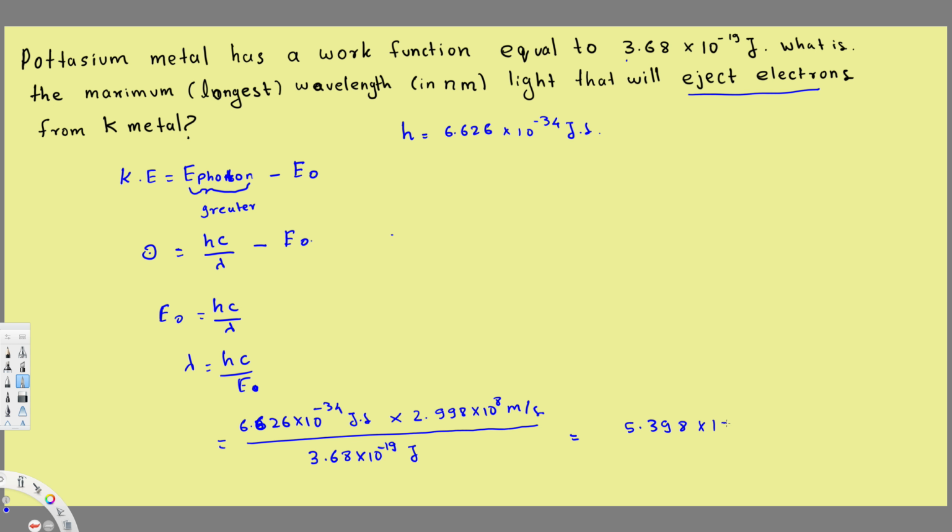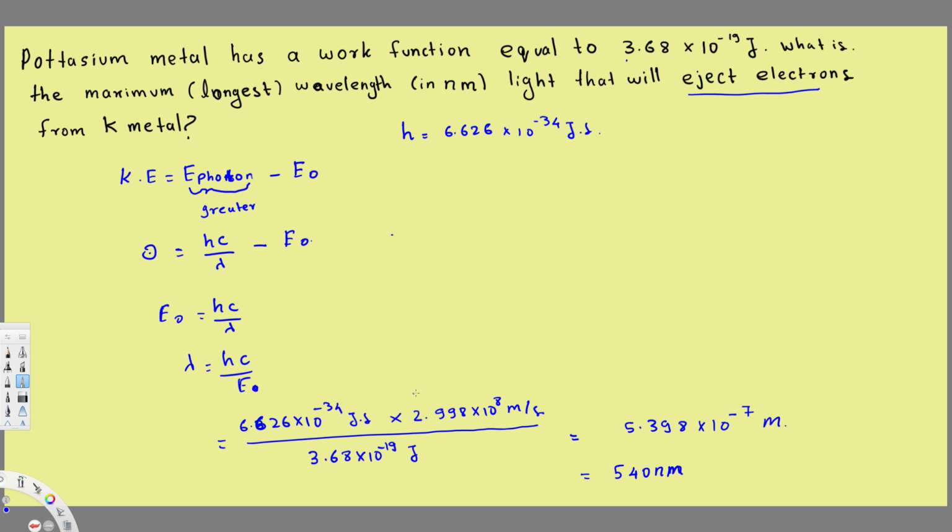And if you calculate this, you will get 5.398 times 10 to the power of minus 7 meter, and they are asking in nanometer, so I have to multiply this by 10 to the power of 9. If you multiply this by 10 to the power of 9, you will get approximately 539.8. We can say 540 nanometer, right? Now we have the answer for the lambda.